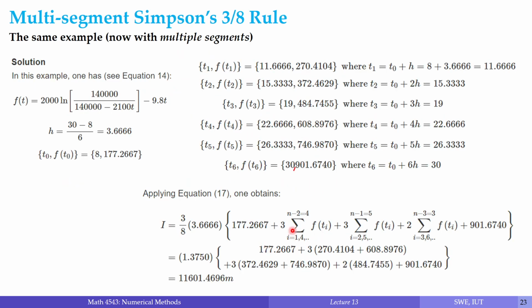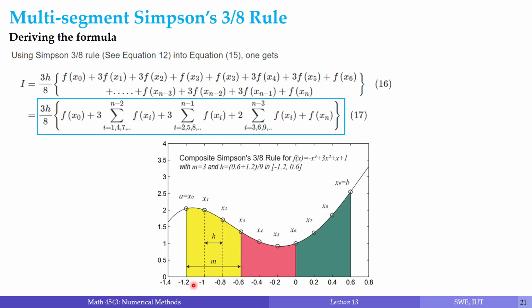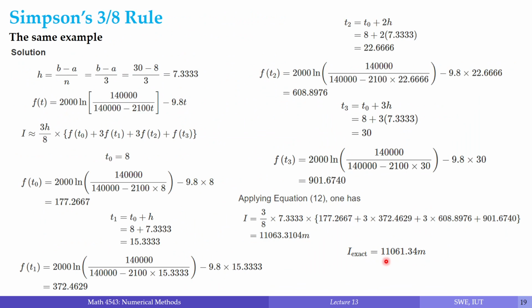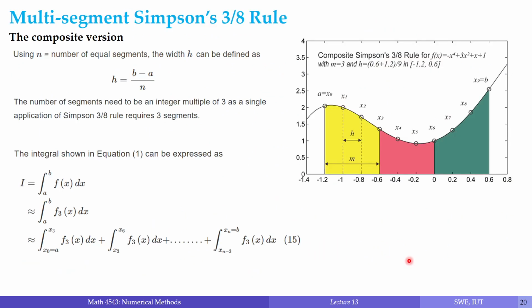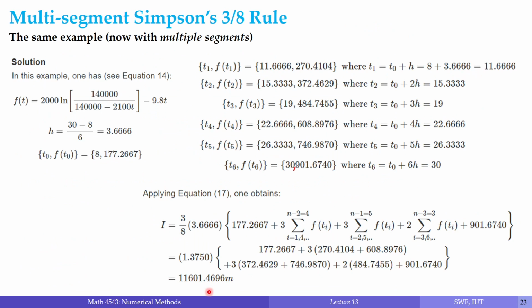So we'll use those respective ti values, these are i values. We just have to check the actual condition, then plug those respective f of x values into the appropriate slots. We put the values into our calculator, and we should get a value approximately equal to 11,601.4696 meters. Now that we know the approximation of the multi-segment Simpson's 3/8 rule, we also know the exact value, which was 11,061.34 meters.